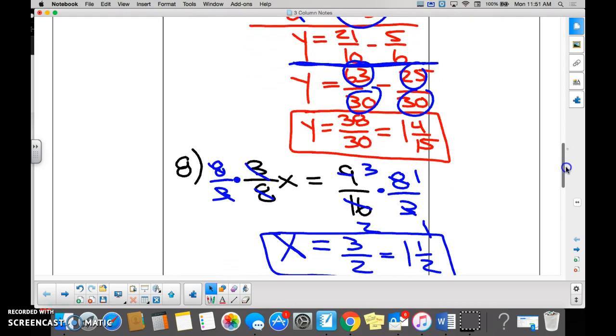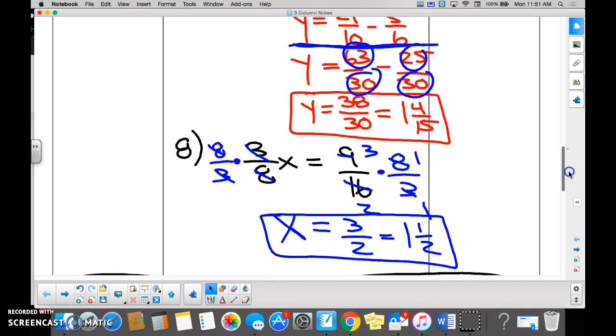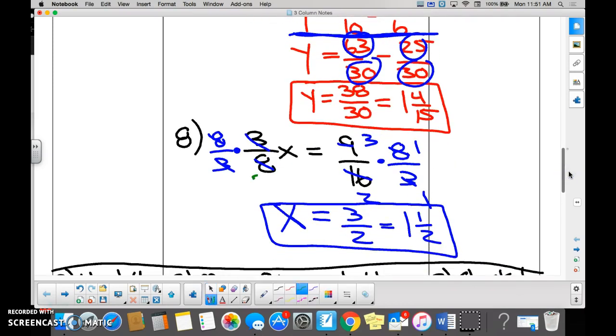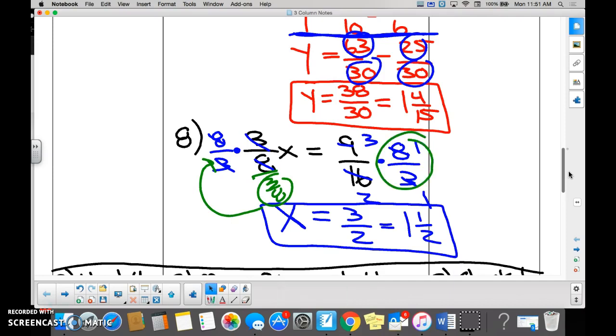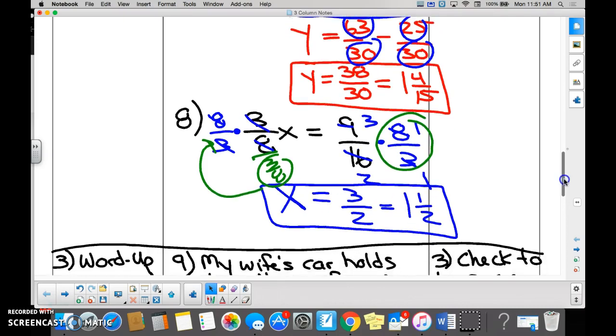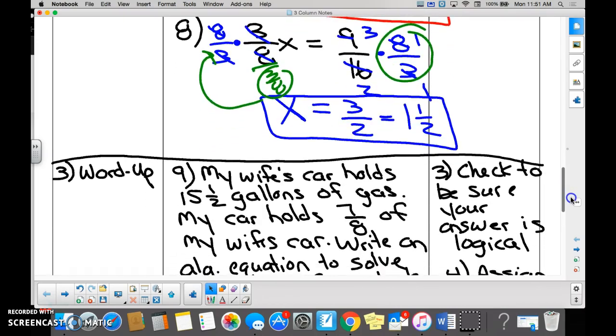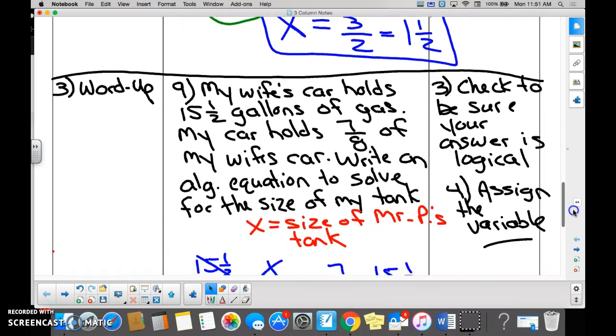3/8 times x. How do you undo multiplication? Division. So is it possible to divide 3/8 by 3/8? No. So do we even have to show that? When dividing fractions, I flip the second and multiply. So this 3/8 flipped is your 8/3. And so if we're going to multiply by 8/3, we're going to multiply by 8/3. Yes, no? Yes.